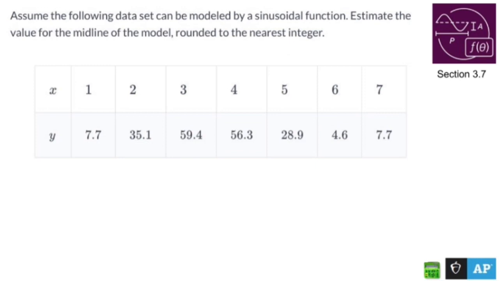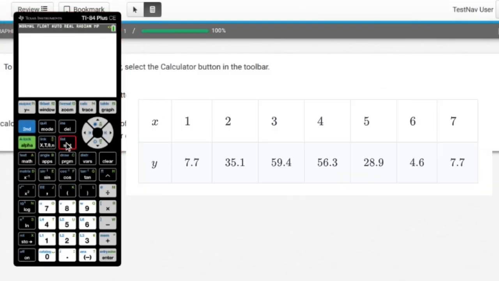Just watch the video. All right, sinusoidal regression. Let's go to Stat and let's go to Edit. Let's type in these numbers. 1, 2, 3, 4, 5, 6, 7. All right, we have 7, 7.